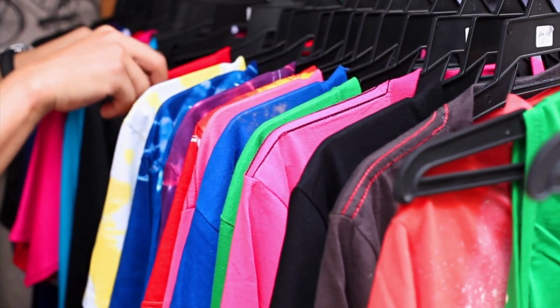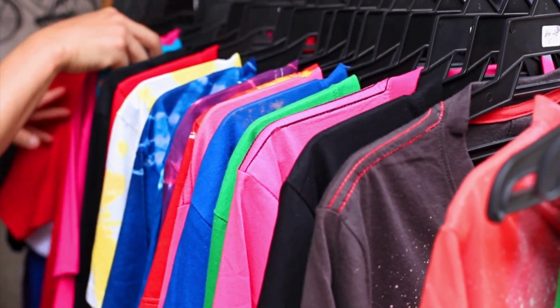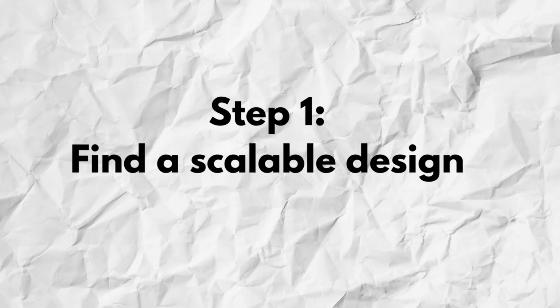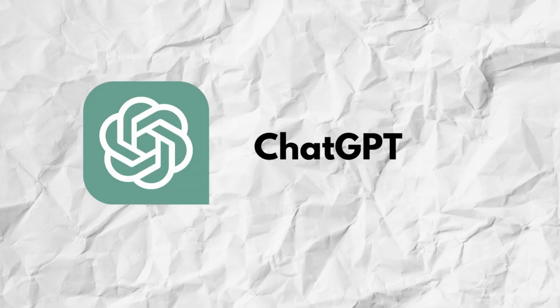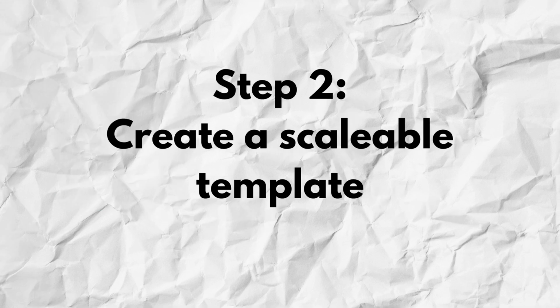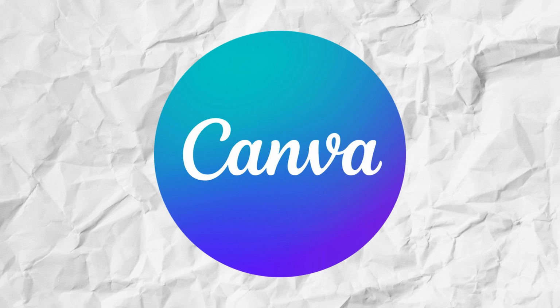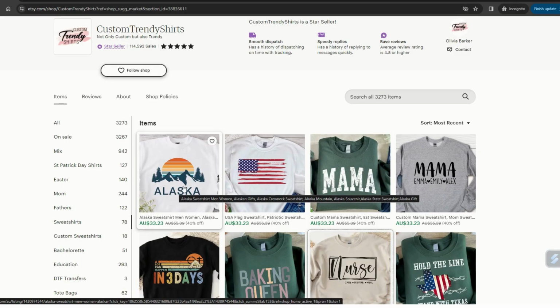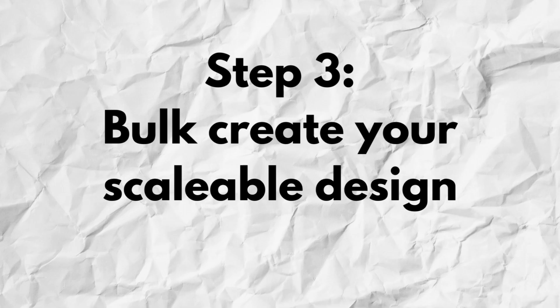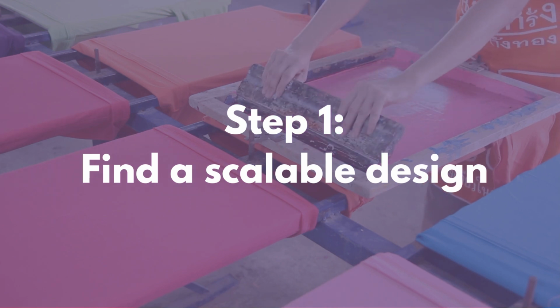So to come up with our 50 t-shirt designs, we're going to follow three steps. The first step is to find a scalable design, and we're going to be using ChatGPT to help us there. Then we're going to be creating a scalable template, and for this we will use Canva to help us come up with a trending t-shirt template using some of the designs we see on Etsy. And then once we've got our template, we are going to bulk create our design in 50 variations so that we end up with 50 t-shirt designs. So let's go into step one, find a scalable design.